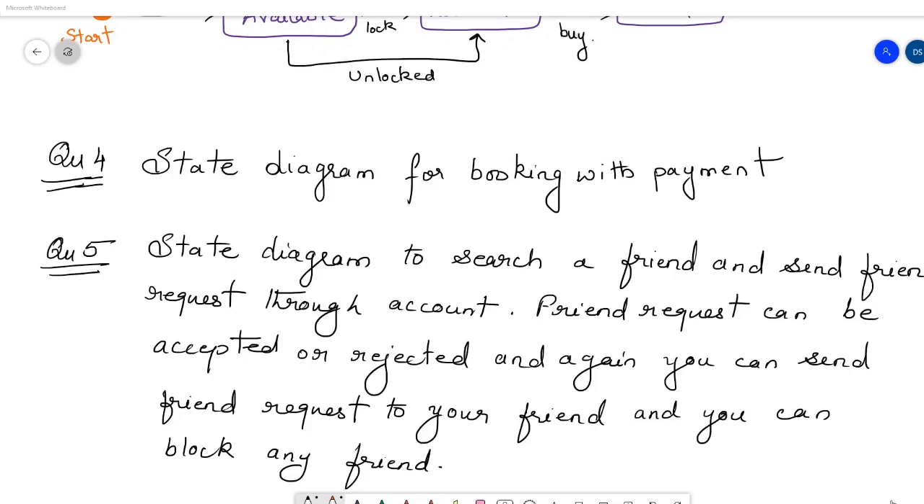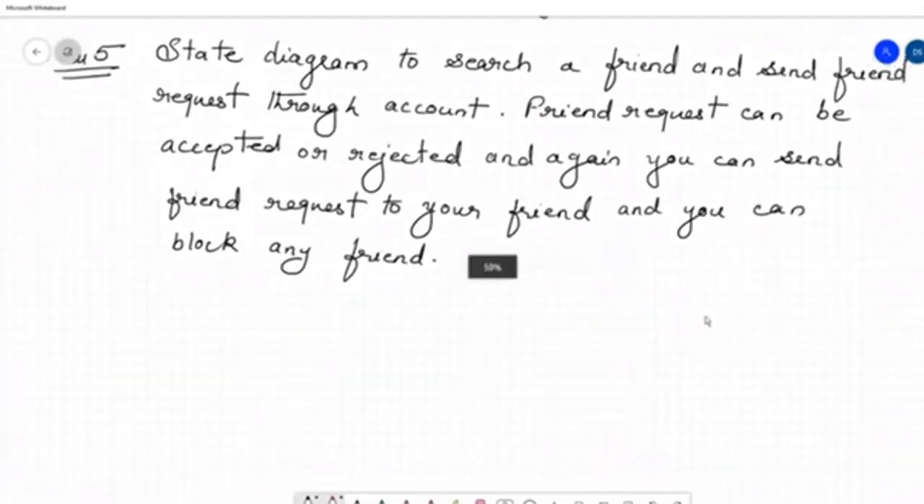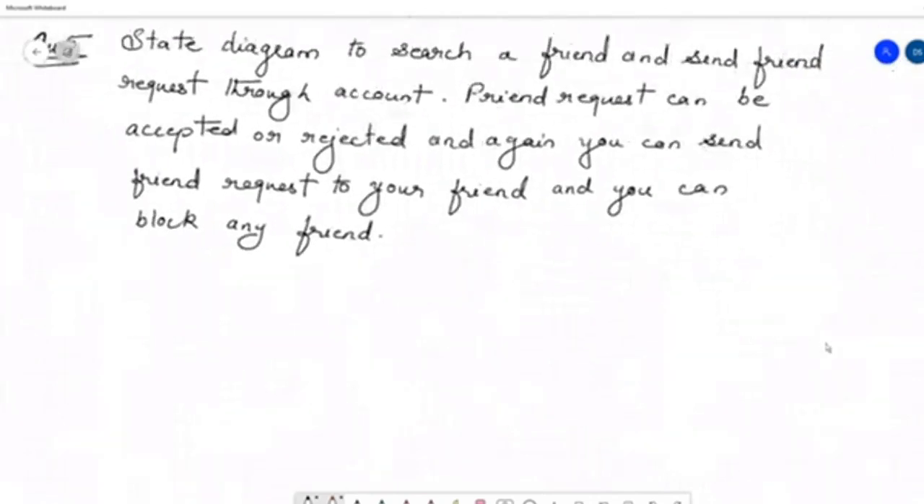Anyone who could draw this one? Okay, so I'll draw one question for you. I'll draw the fifth one because the fourth one is simple. So you can draw this. I'll help you in drawing the fifth one. You may have similar states which I have, you may have different. There is no problem.